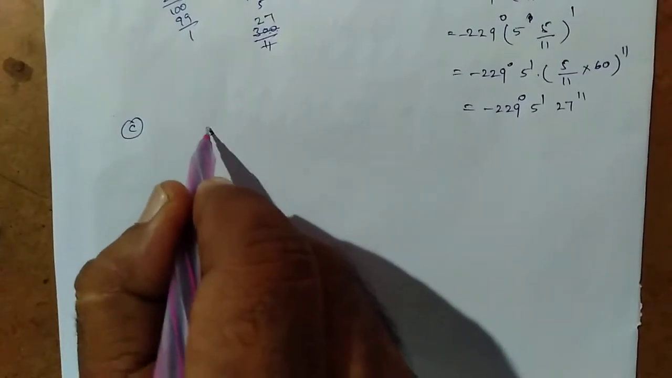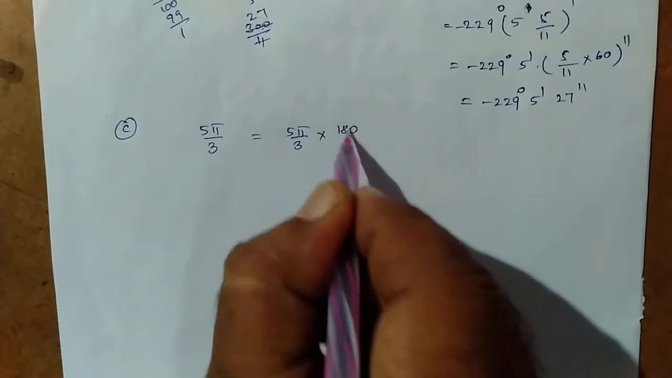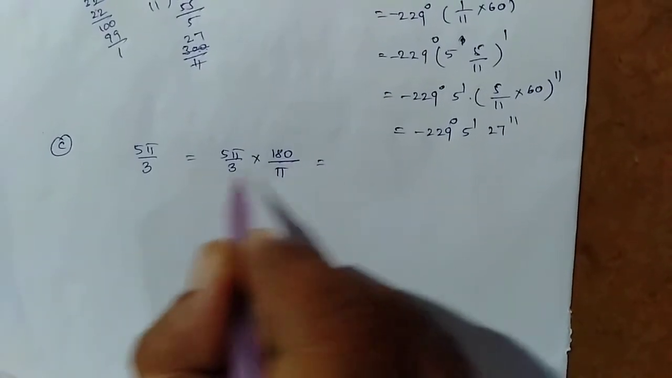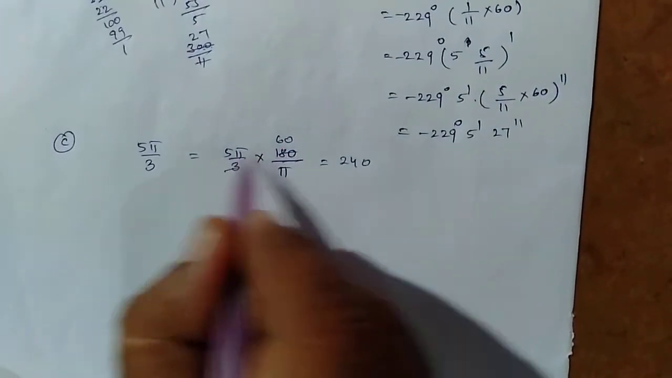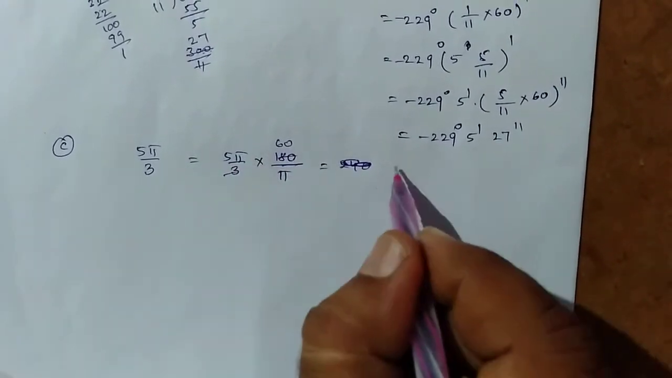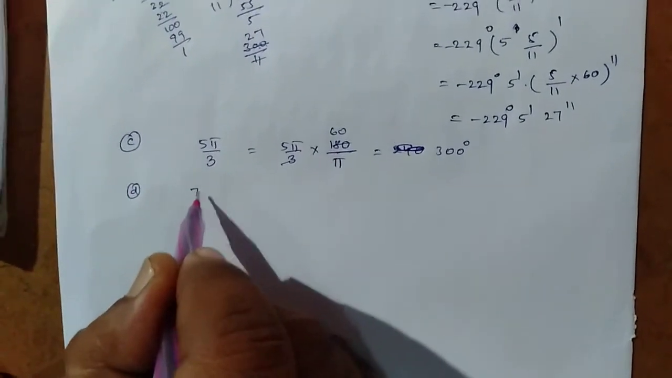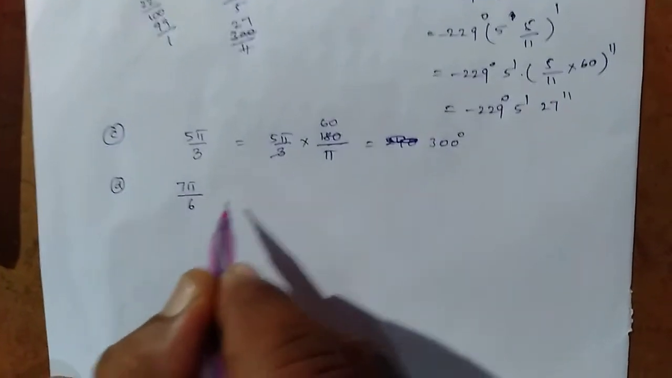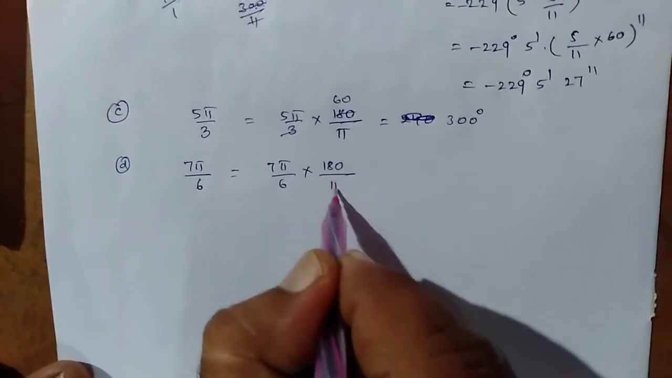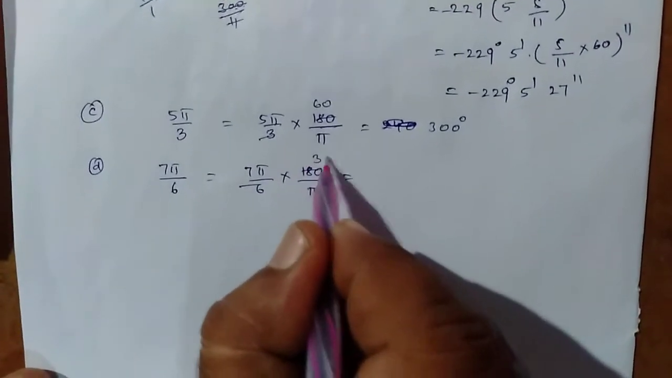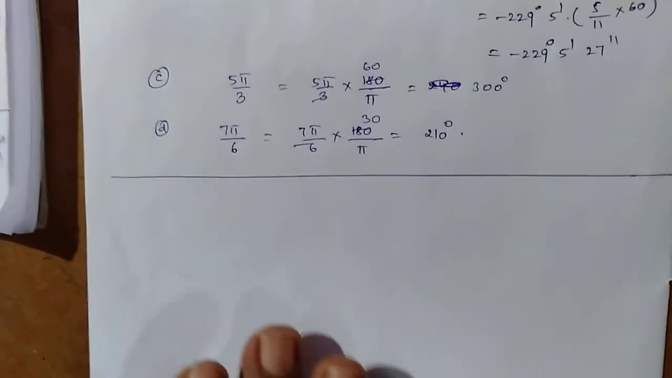Next, 5 pi by 3. So 5 pi by 3, very simple, into 180 by pi. So 60 times 5 is 300 degrees. And the last one, 7 pi by 6 in radian measure. To convert into degree measure, we multiply with 180 by pi, so 30 times 7, that is equal to 210 degrees. That is the required solution.